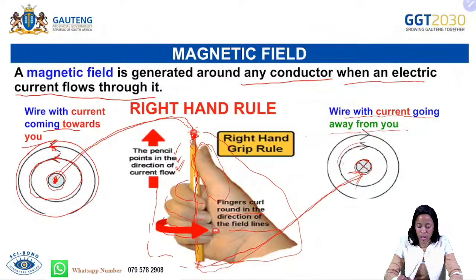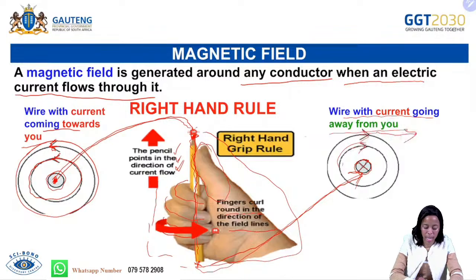So if the current is going away from you, using the right-hand rule, because the arrows now are facing to the right, if you think of a clock, which direction is it going? Because the arrows are going to the right, the direction will be clockwise. But if the current is coming towards you, the direction of the magnetic field lines is therefore going where?